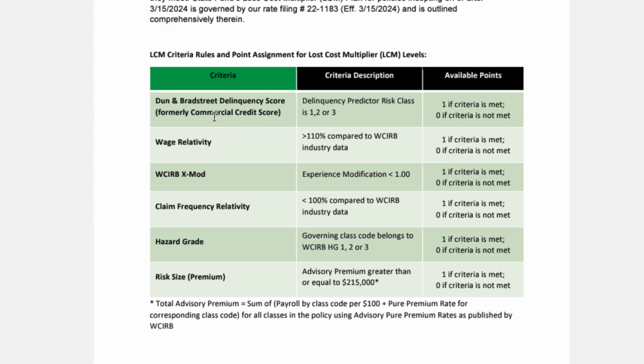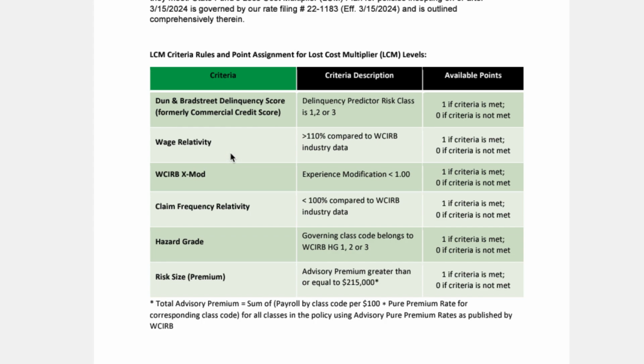So the first criteria is basically their credit rating. It comes from Dun & Bradstreet, and if Dun & Bradstreet thinks that this employer pays their bills on time, that means that they're going to get a 1 point. If Dun & Bradstreet thinks that they don't, they're going to get 0.